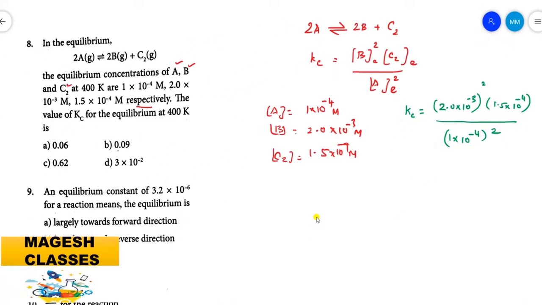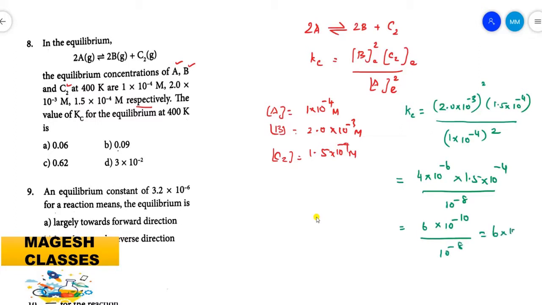By solving this, what do we get? 4 into 10 to the power of minus 6 into 1.5 into 10 to the power of minus 4, divided by 10 to the power of minus 8. 4 into 1.5 is equal to 6, and the power is 10 to the power of minus 10, divided by 10 to the power of minus 8. This is equal to 6 into 10 to the power of minus 2, which is equal to 0.06. The Kc value is option A.